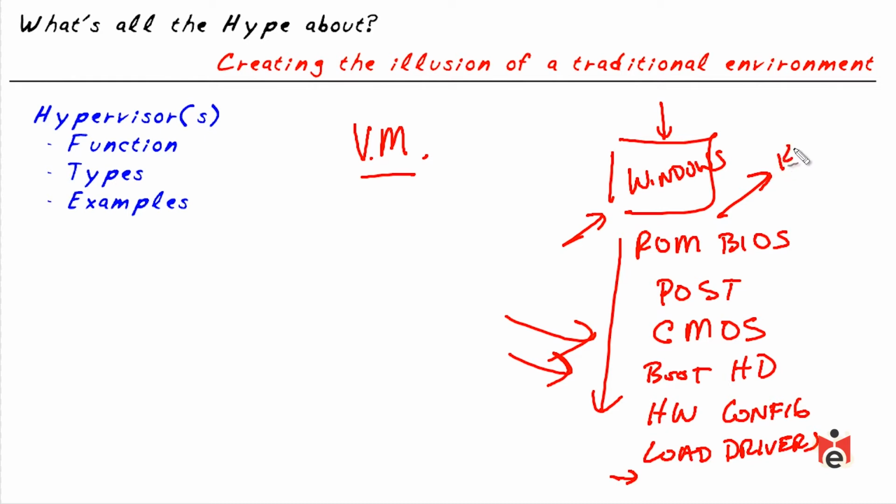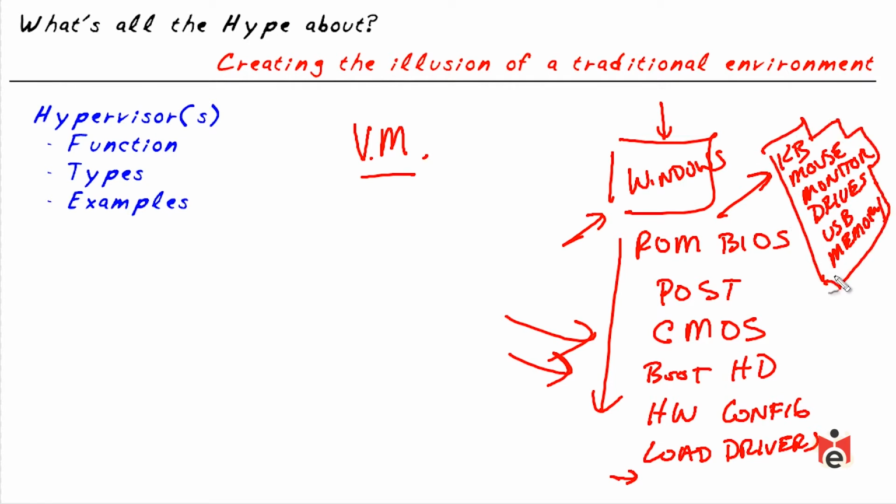For example, is there a keyboard? Is there a mouse? Is there a monitor? Information about the drives. USB port information. The memory that's available to the system. The PC knows about all of those. And then with the appropriate drivers, it's taking advantage of those resources.